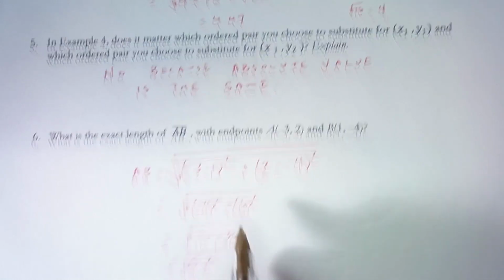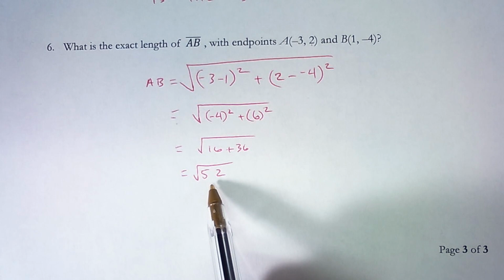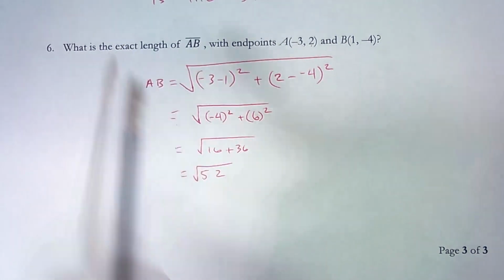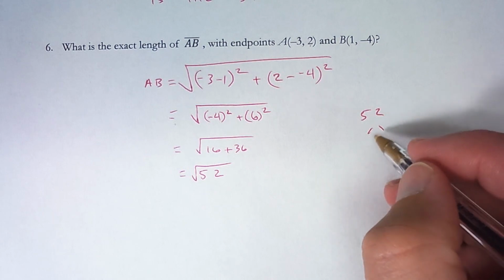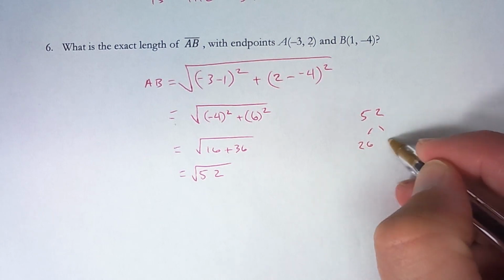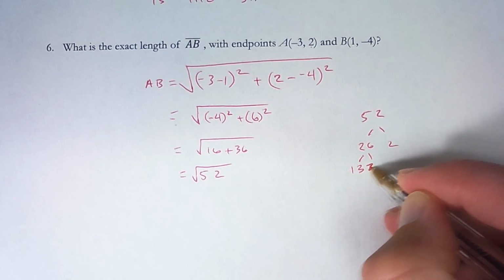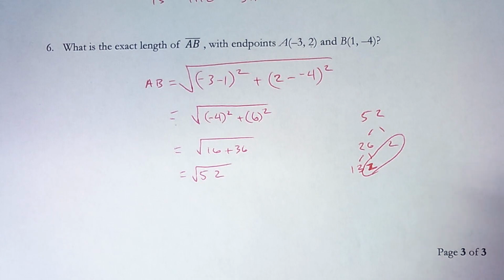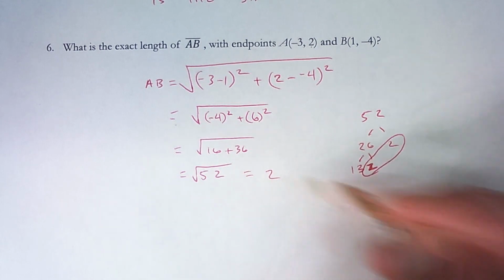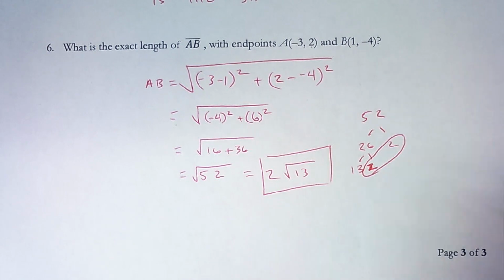Now if I just type that in my calculator and get a decimal, that will be an approximate answer, but I want an exact answer. So I'm going to do a factor tree. 52 is 26 times 2. 26 is 13 times 2. And those are all prime. There's a pair of 2's. A 2 comes out. A 13 stays in. And that is my exact answer.